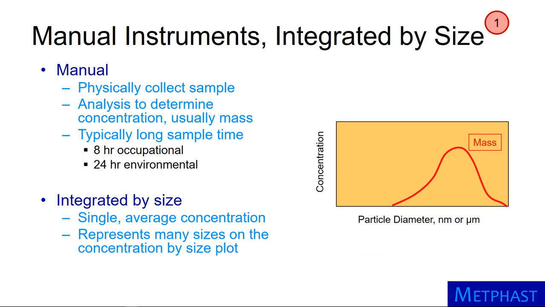Manual means that a sample must be physically collected and then analyzed to measure concentration, usually mass concentration. Sampling must be conducted for long enough to collect sufficient material for analysis, typically 8 hours for occupational and 24 hours for environmental sampling. Integrated by size means that a single average concentration will be used to represent many sizes. Most of these methods provide a measurement of particle mass concentration. Thus, I depict average mass concentration integrated over many sizes on the concentration by size plot at right.